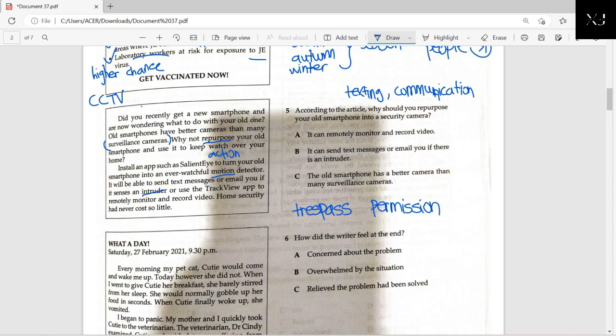Okay, let's see what the question is. According to the article, why should you repurpose your old smartphone into a security camera? A: It can remotely monitor and record video. B: It can send text messages or email you if there is an intruder. C: The old smartphone has a better camera than many surveillance cameras. Are you sure? The answer is C or A or B. And why am I asking you that? I'm not even talking to anyone. Okay, so what do you think? Do you think the answer is A, B, or C?